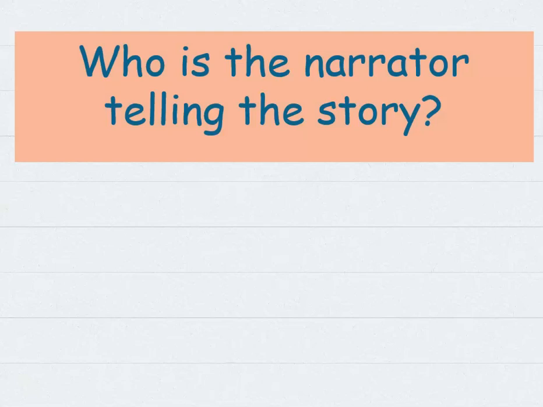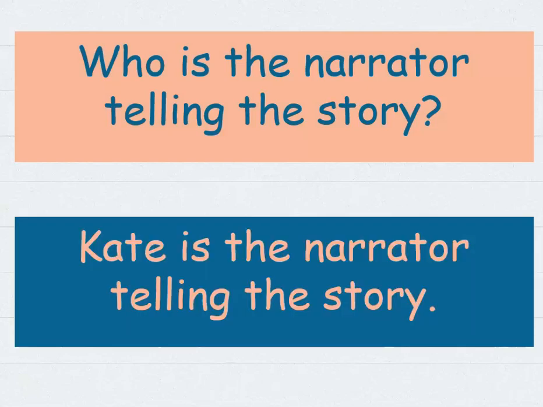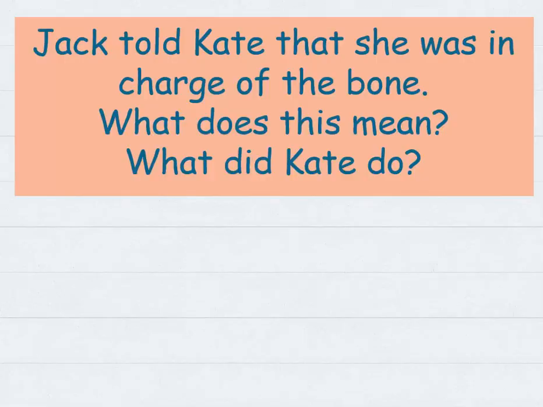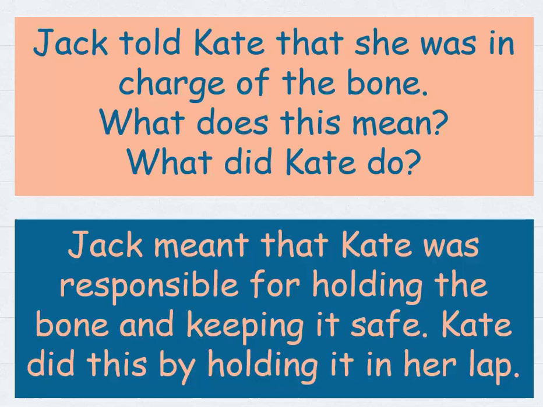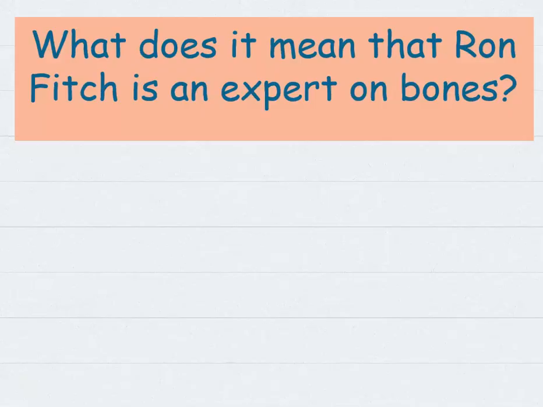Who is the narrator telling the story? Kate is the narrator telling the story. Jack told Kate that she was in charge of the bone. What does this mean? What did Kate do? Jack meant that Kate was responsible for holding the bone and keeping it safe. Kate did this by holding it in her lap.